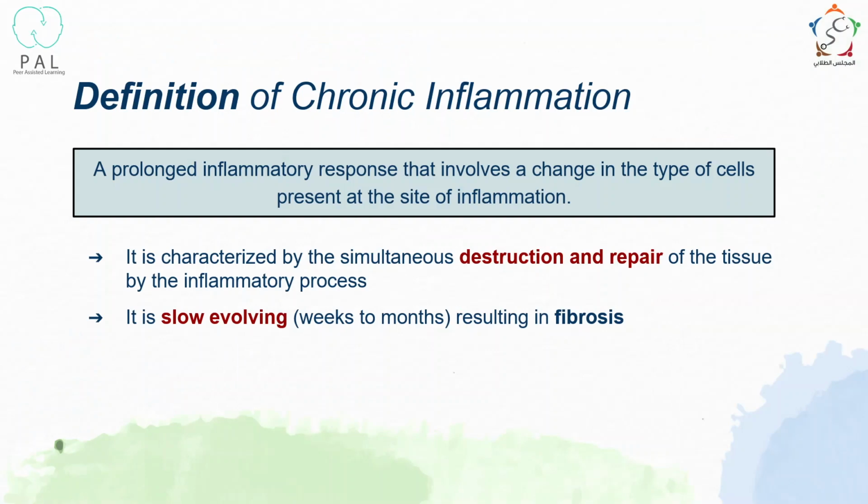So if we define chronic inflammation, it's a prolonged inflammatory response that involves a change in the type of cells present at the site of inflammation. So it's characterized by simultaneous destruction and repair of the tissues by the inflammatory process. This is very high yield to know. It's also very important to know that it's slow evolving, so it can take weeks to months, and it can result in fibrosis. So it's slow evolving, unlike acute inflammation, which can resolve within days sometimes. This takes weeks to months, and fibrosis, we're going to discuss this later on, but it's very characteristic of chronic inflammation.